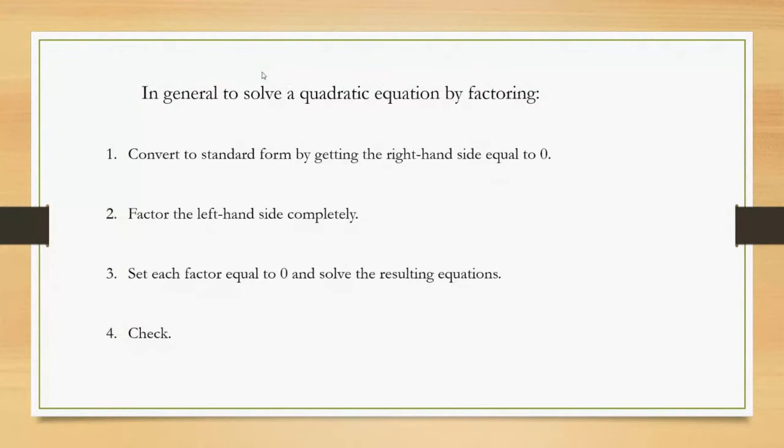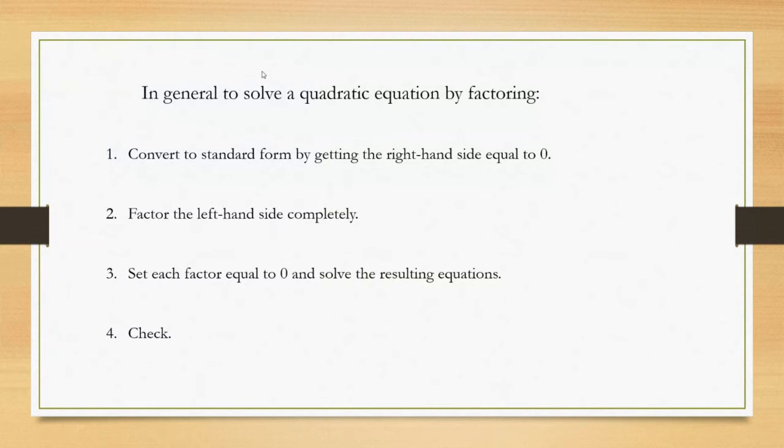Okay. So this is actually how you solve a quadratic equation by factoring. You want to make sure you get into standard form. Standard form is what we had in the very beginning. You have the quadratic equal to 0. So you have ax squared plus bx plus c equal to 0. That's what we had in the second slide.